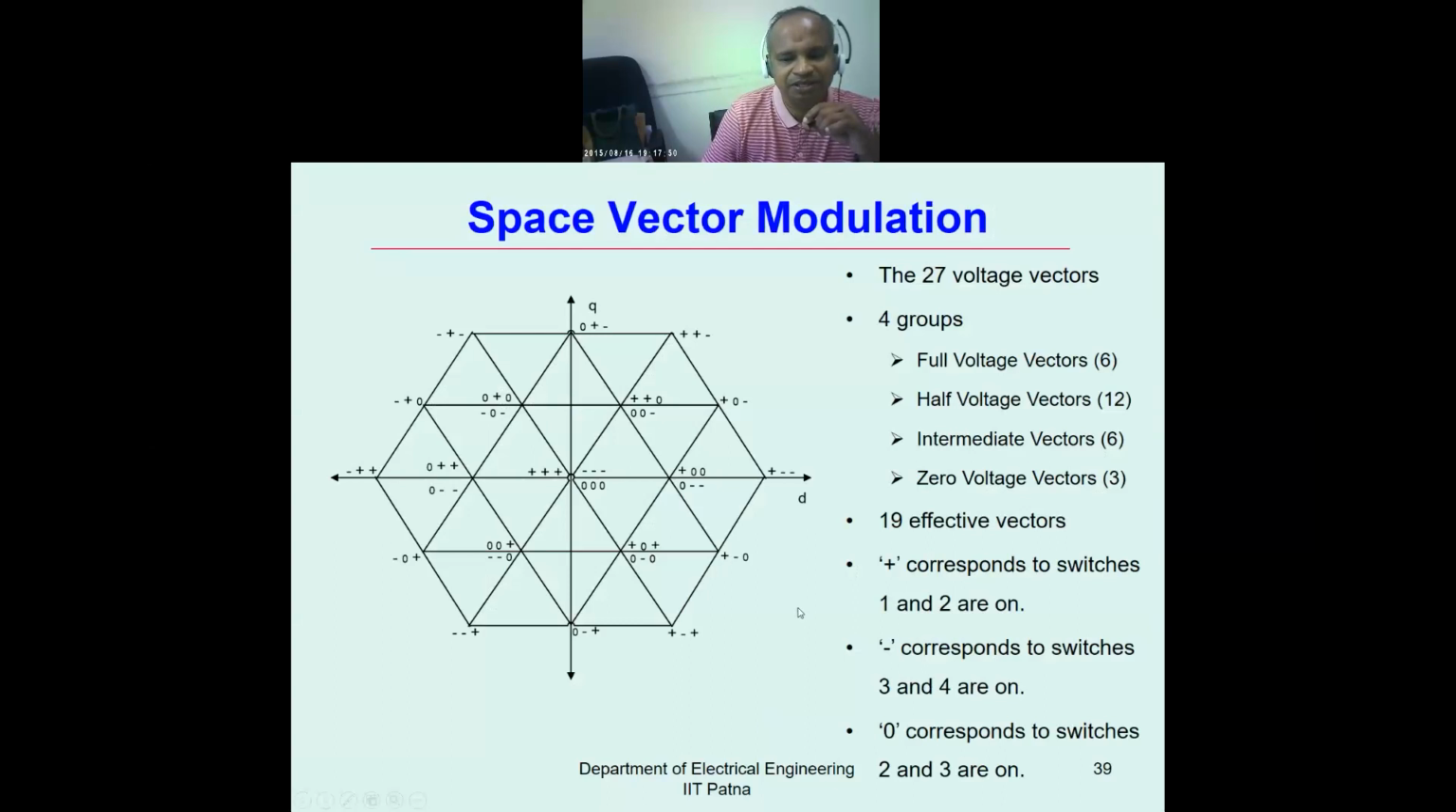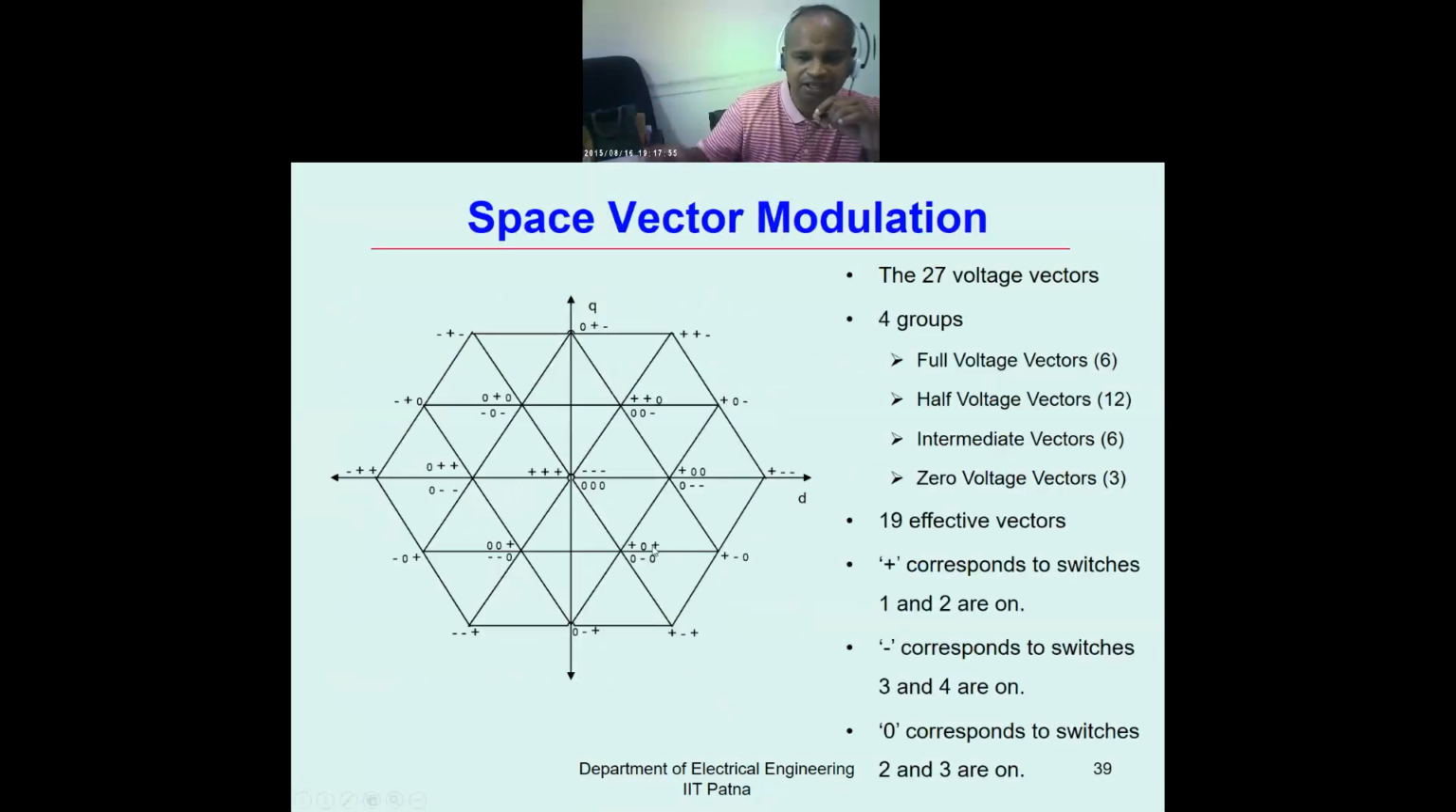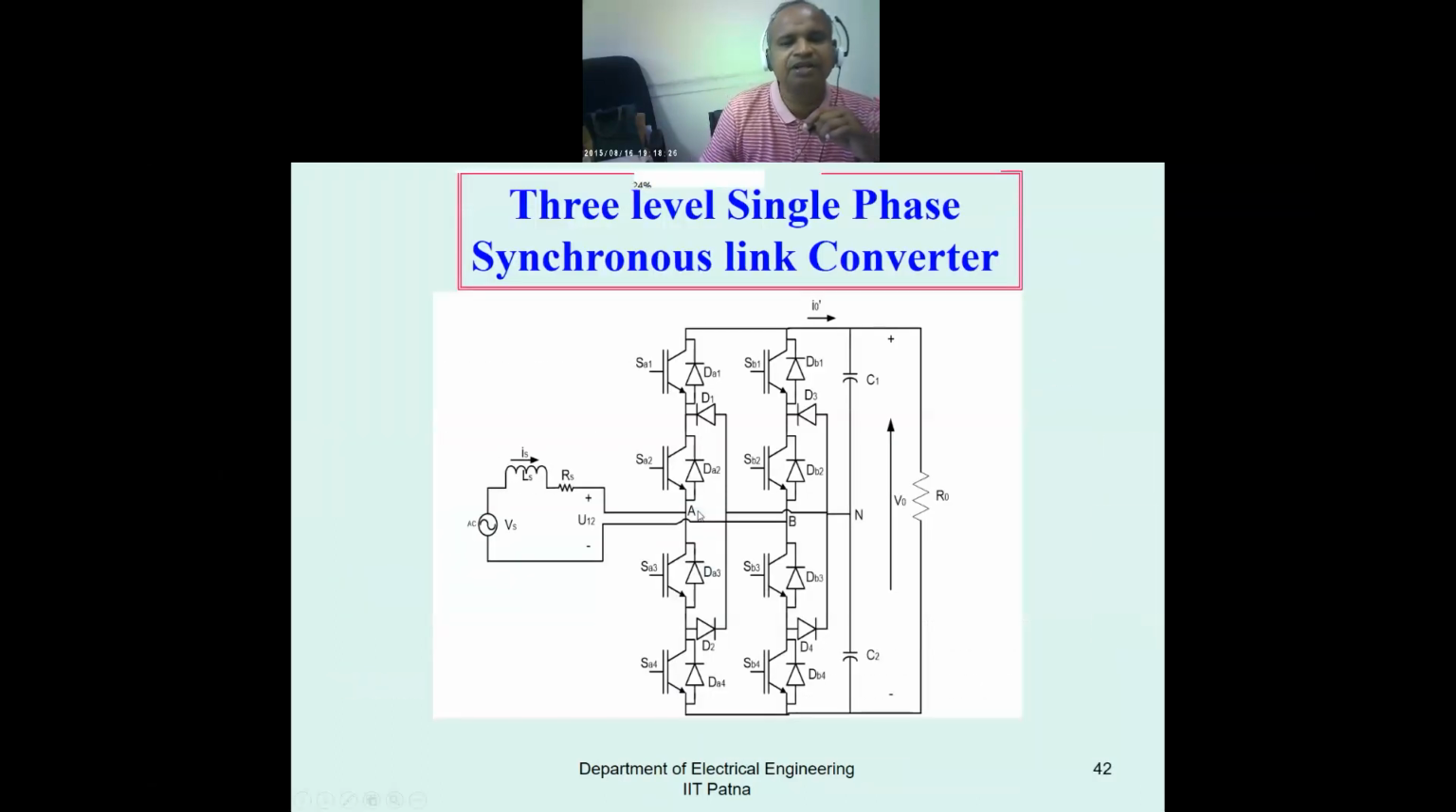And then the space vector modulation technique. There are 18 effective vectors and there are 0 voltage vectors. You can see that these are the zero voltage vectors, and these are the medium voltage vectors. This is full, this is half medium. So these voltage vectors are chosen accordingly, and that way we can get the output.